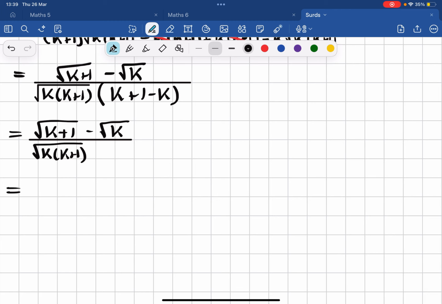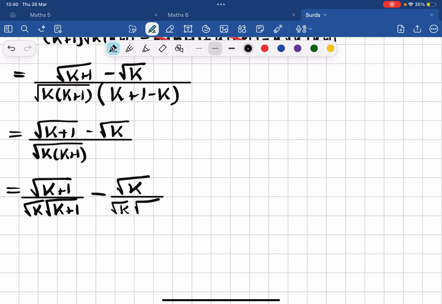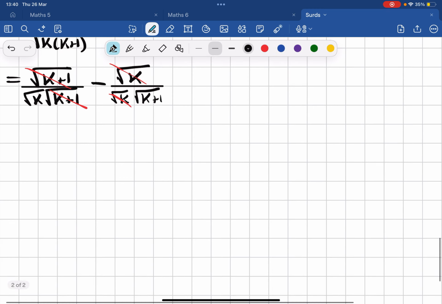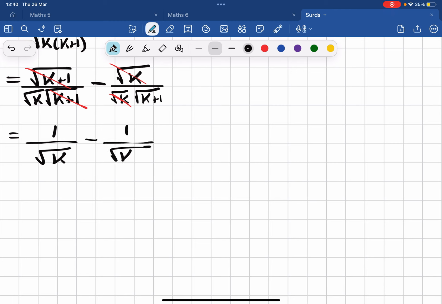Can we simplify this further? I believe we can. So if we split this fraction up, root k plus 1 all over root k times root k plus 1. Notice how I'm splitting the surd on the bottom. You'll see why. And why are we splitting the surd on the bottom? Cancel, cancel, cancel, cancel, that's why. So then we're left with 1 over root k minus 1 over root k plus 1. Now that's much easier to deal with.